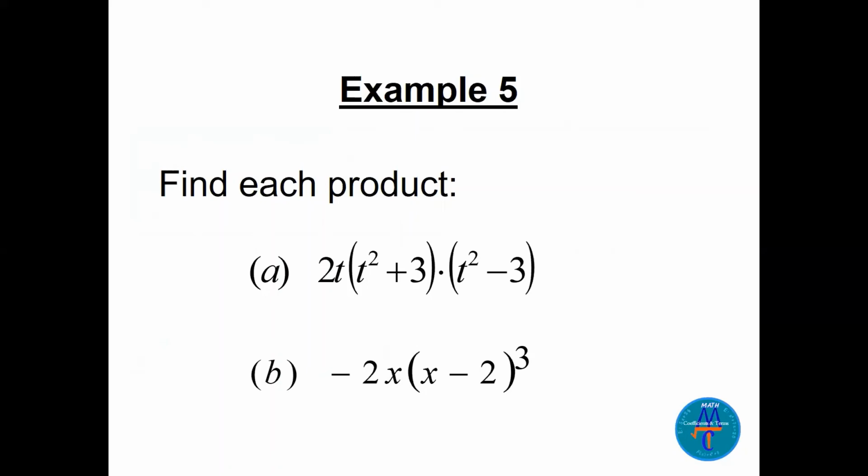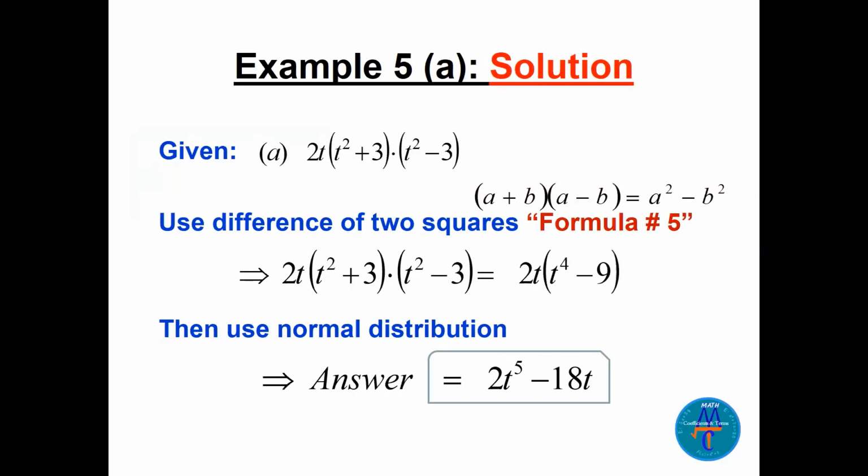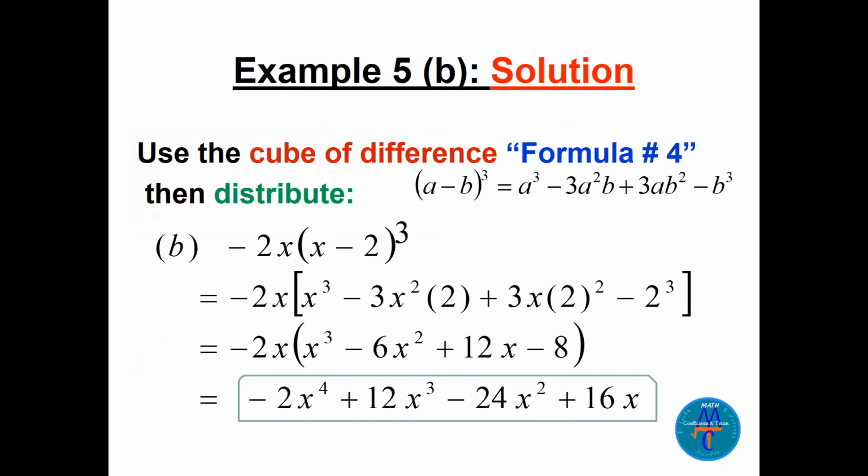I think by this time you have finished. That's the answer. I wrote the formula for you here: a minus b all cubed, so this is the formula. You simplify by the formula, and you get x cubed minus 6x squared plus 12x minus 8. Then you distribute minus 2x on each term, and this is the answer here. Please check it.